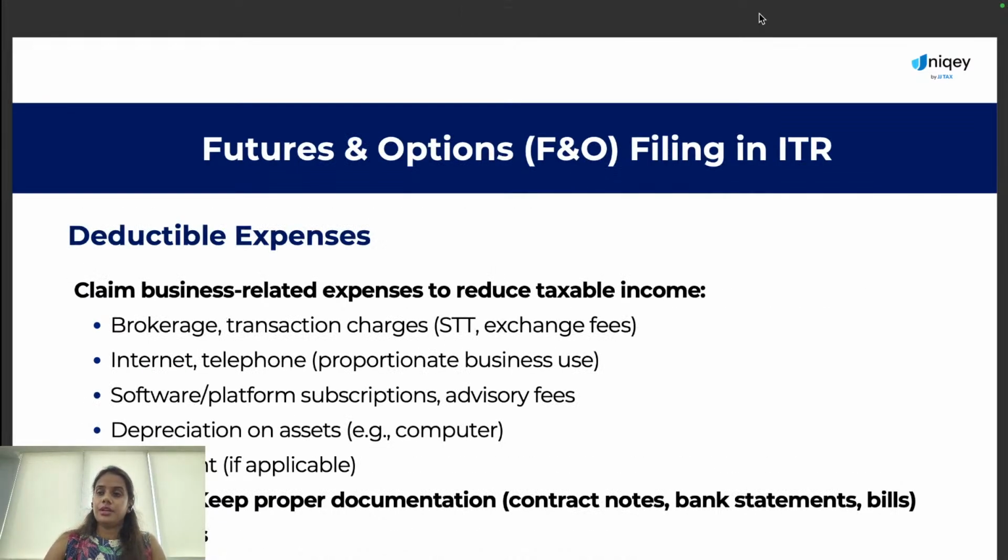Here are a few deductible expenditures from FNO income. These are business related expenditures, with which we can save a little bit of taxes as well. Brokerage and transaction charges, internet and telephone, software platform subscription. These are a few examples I have mentioned here which we can claim. The important point is that we need to keep proper documentation, contract notes, bank statements, and bills, for all these claims.